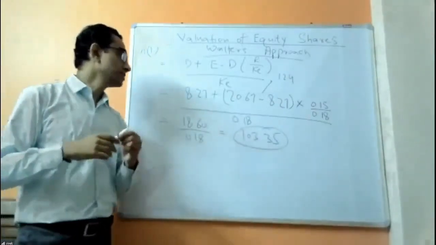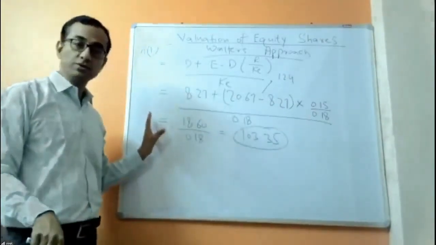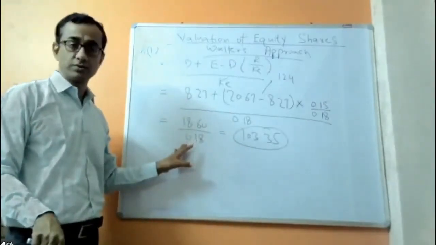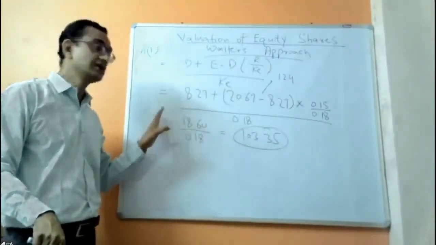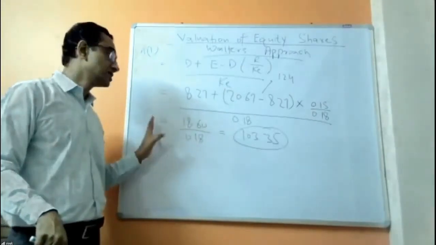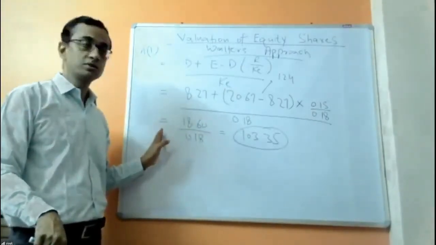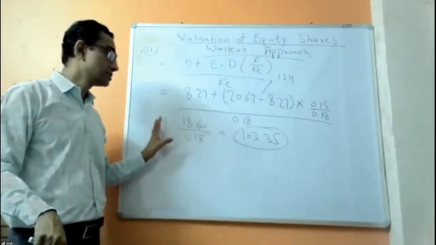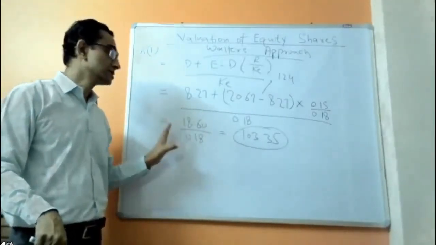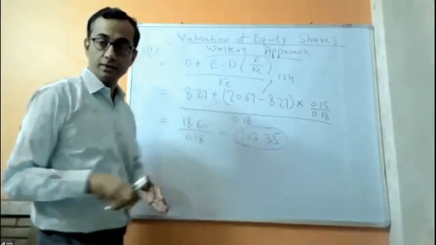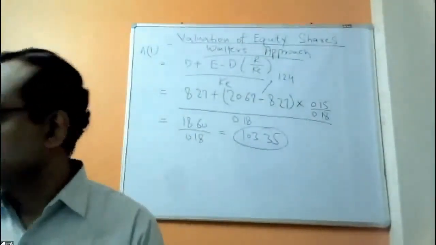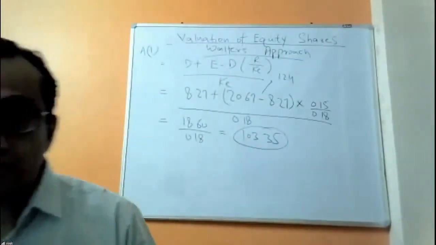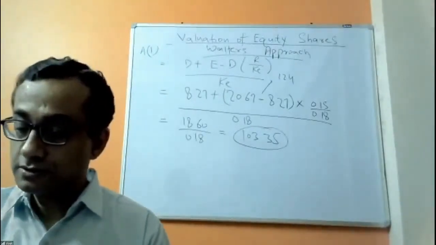So this problem can be calculated both by Gordon's approach as well as the Walter's approach, because nothing specific is given in the question. If it is asked that it has to be calculated on the basis of Gordon's model, then Gordon's model will be applied. And if it is asked in the question that Walter's model has to be applied, then Walter's model will be used. So I hope this is clear to you. Any question in this?